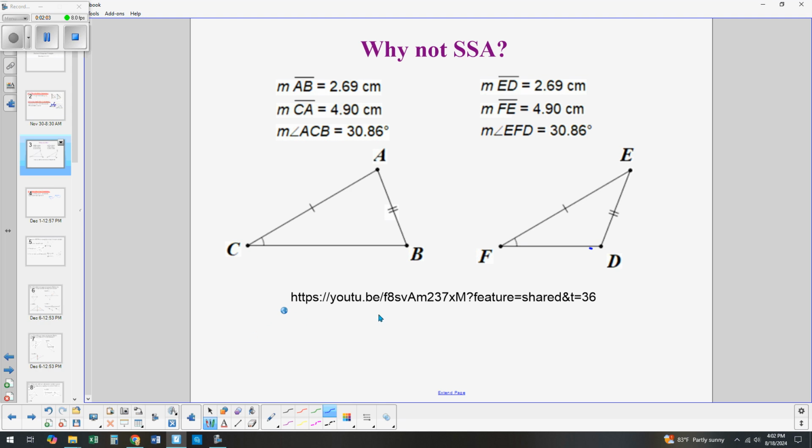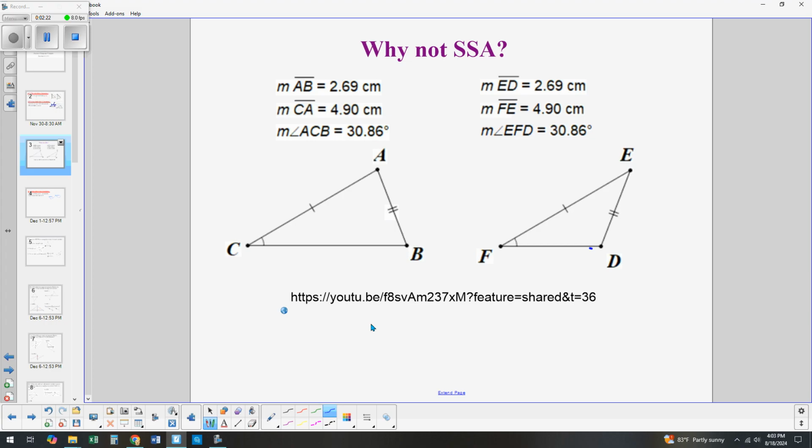There is a little video linked here if you wanted to type that URL in from Khan Academy that gives a more in-depth explanation as to why SSA does not work, but just know that it will never ever work for us in these triangles if that's the only information we know.